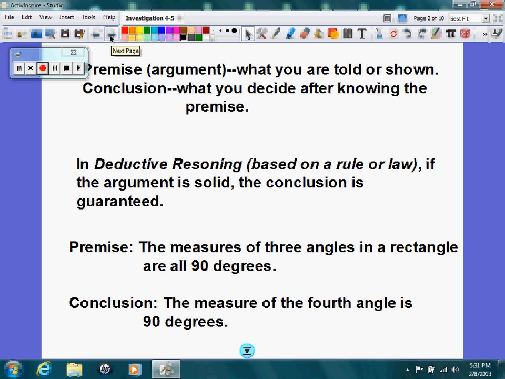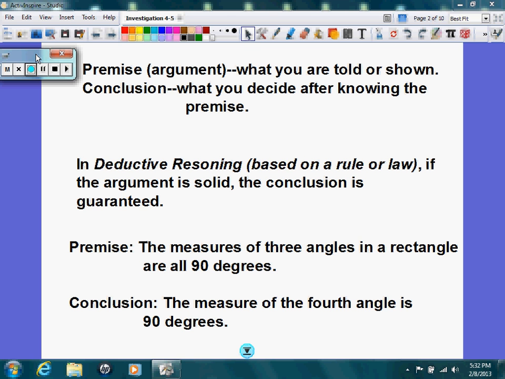We have a couple of things here that we talk about when we talk about inductive and deductive reasoning. We have a premise or an argument. It's what you're told or shown or what you see. And the conclusion is what you decide after knowing this premise. In deductive reasoning, which is based on a rule or a law, if the argument is solid, then the conclusion is guaranteed.